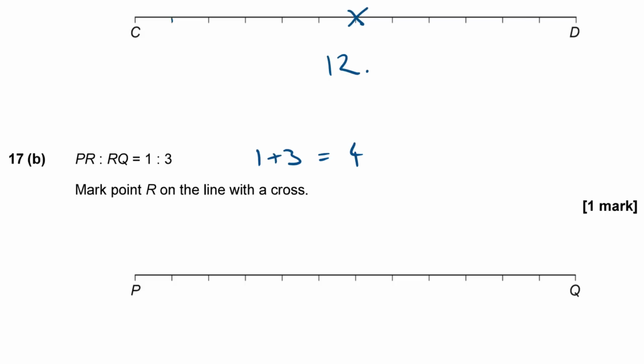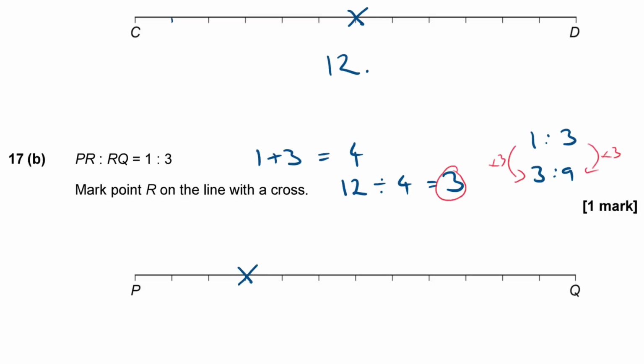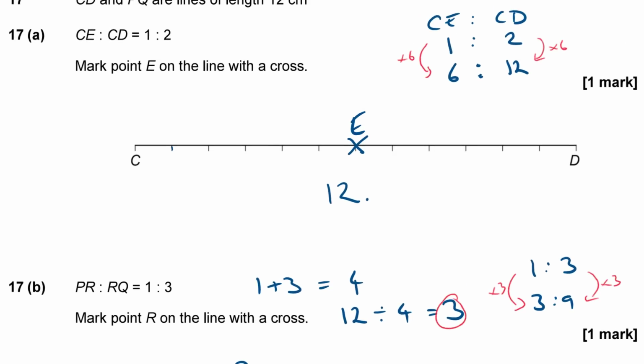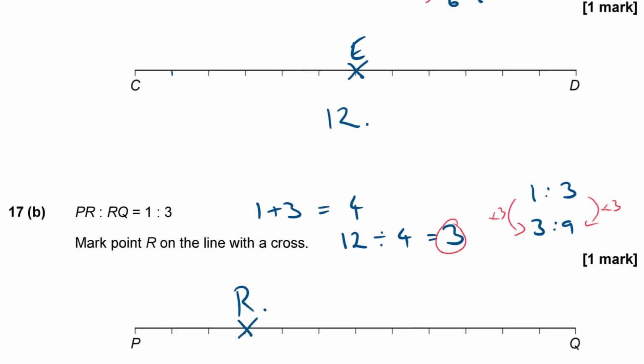1 plus 3 is equal to 4. So if we take the length of our line, 12, and divide it by 4, that gives us the answer 3. So if we take our original ratio 1 to 3 and scale it up by a factor of 3, because that's the number I just found, that's going to give me 3 to 9. Which means my point R is going to be 3 units from P and 9 units from Q. It's going to be that point there. Did I label that one? I should relabel that as well. That's E, that's R. Okay, done.